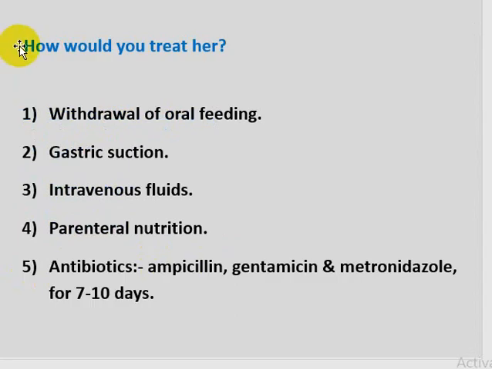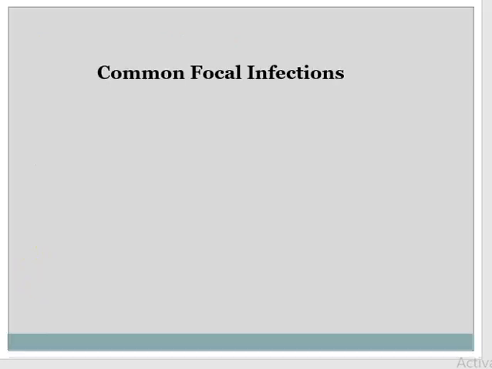So, what is the treatment for this condition? What is the treatment of necrotizing enterocolitis? First, we need to withdraw oral feeding. We will need to do gastric suction. Start intravenous fluid, start parenteral nutrition, and give antibiotics. Antibiotics should cover aerobic and anaerobic organisms, so we give ampicillin, gentamicin, and metronidazole. What is the course of this antibiotic? 7 to 10 days.